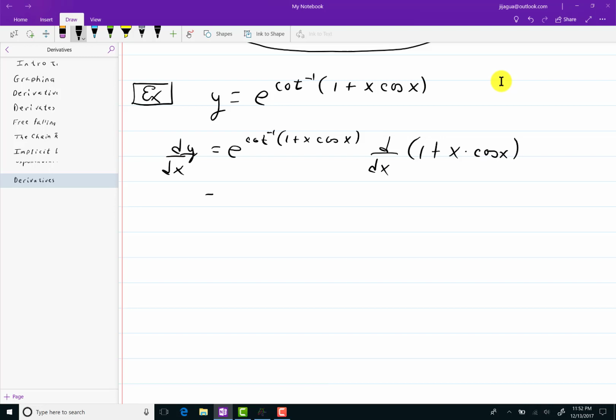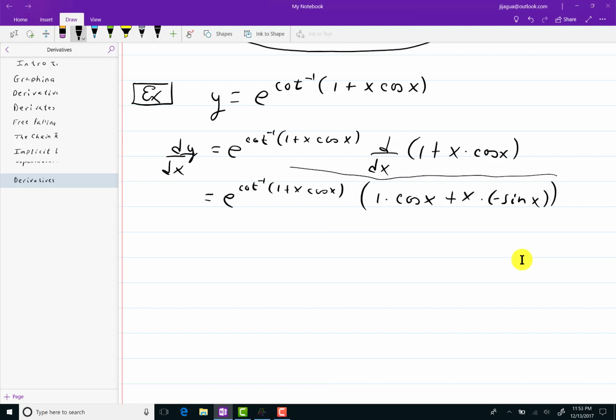And the e part is just going to bring down each time e to the cotangent inverse of 1 plus x cosine of x. The derivative of 1 just goes away, so I'm really working on just the derivative of x times cosine of x. So you'll want to use the product rule for that. The derivative of x is 1, and leave cosine of x alone. Then I'll leave x alone, but take the derivative of cosine, which is negative sine of x. And that's perfectly fine for an answer. You can tidy it up if you want. I wouldn't bother.